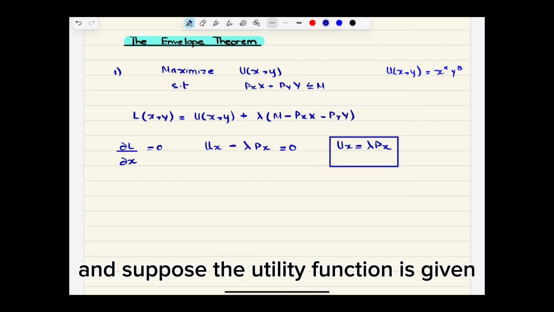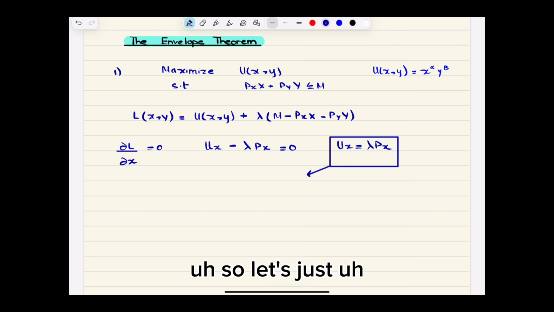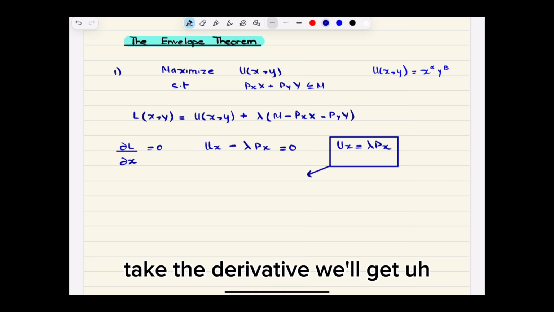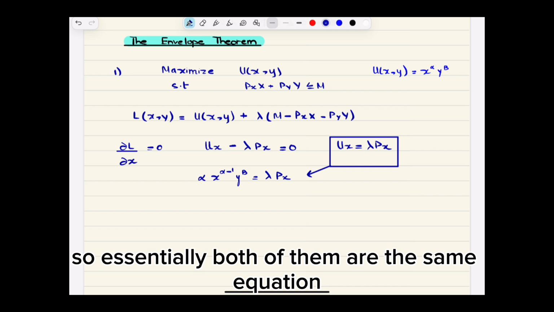And suppose the utility function is given, then we can actually take the derivative as well. So let's just take the derivative. We'll get alpha x^(alpha-1) y^beta is equal to lambda px. So essentially both of them are the same equation.